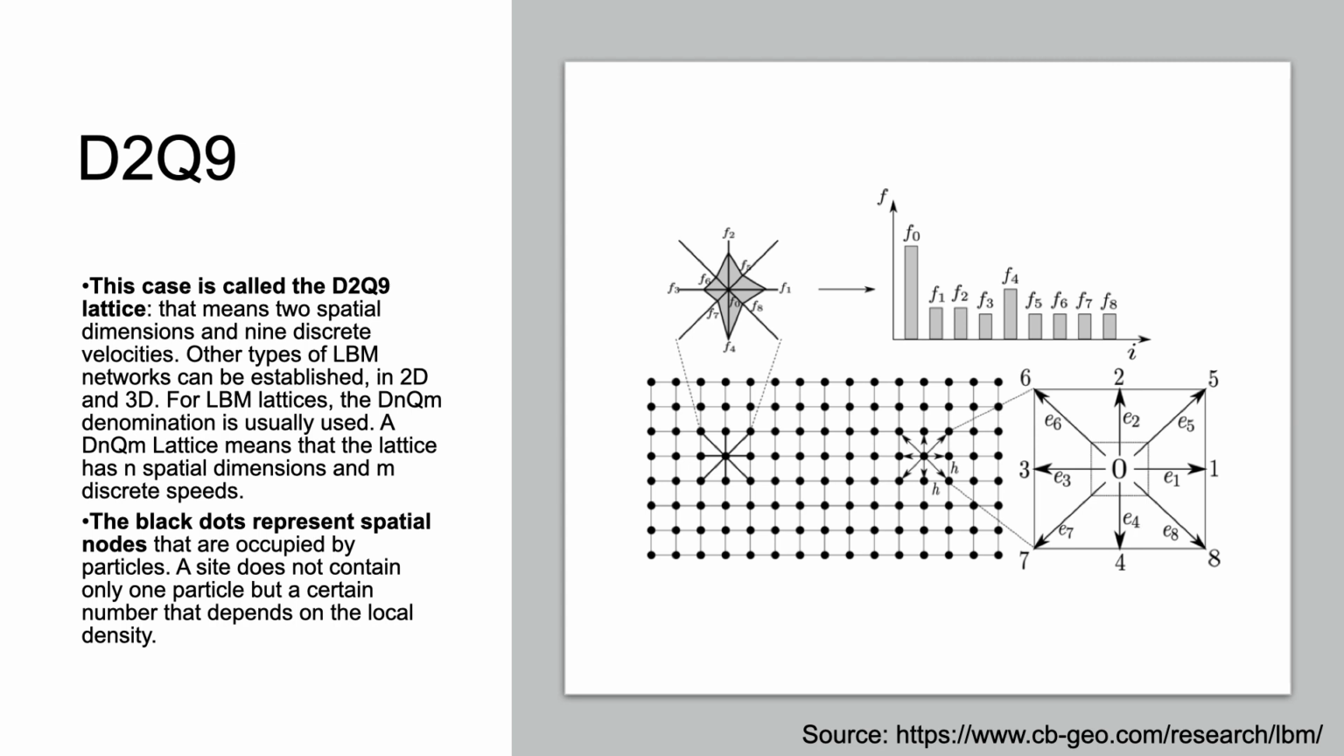This kind of mesh in Lattice Boltzmann lingo is called the D2Q9 lattice. That means that you have 2 spatial dimensions and 9 discrete velocities. Other types of LBM lattices can be established, as I said, and generally for an LBM lattice we call that DnQm, where you have n spatial dimensions and m discrete speeds. Now, what's important to understand is that the black dots represent spatial nodes, but they're not occupied by only one particle, but by a certain number of particles that also depends on the local density.